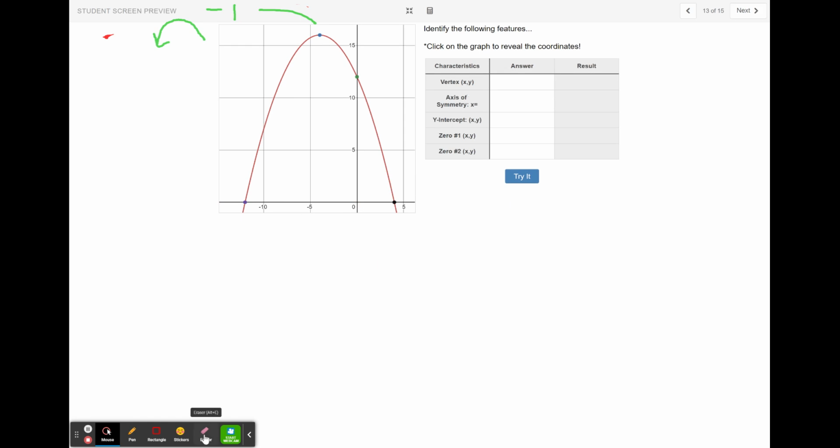And then I think this is a really neat slide. This slide is helping you with your vocab. Okay, the vocab is really important here. So your vertex is going to be, in this case, the maximum. It's the highest, it's the middle point. This is your y-intercept because it crosses your y-axis. And then these 2 points are your x-intercepts. So the nice thing about this slide, the one that I really like, is that all you have to do is click it, -4, 16.